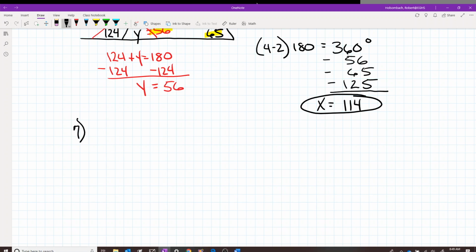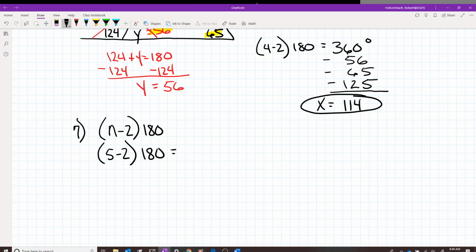In number 7, find the value of x. The diagram is not to scale. You have a shape there with 5 sides. So the sum of the angles is going to be equal to n minus 2 times 180. So first thing you're going to do is take 5 minus 2 times 180.